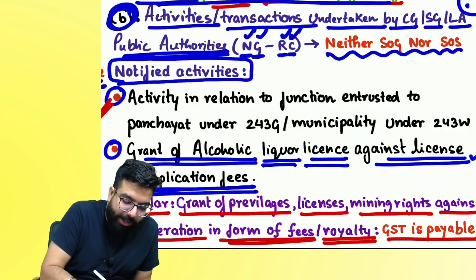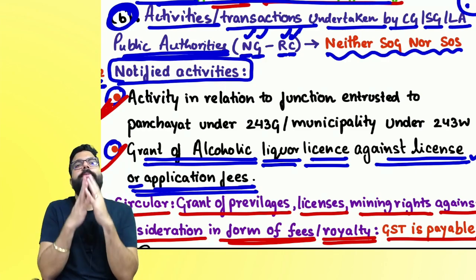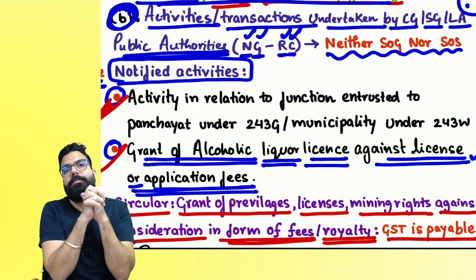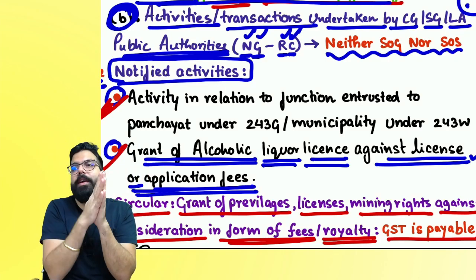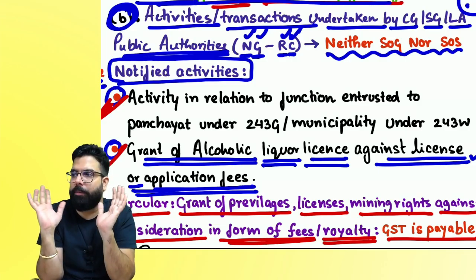That's all. These two activities you have to remember are notified by the government. Tell me one thing, everyone. If the government gives other licenses, mining license, telecom license, then will the government charge you GST? Will GST come on that amount? Yes.